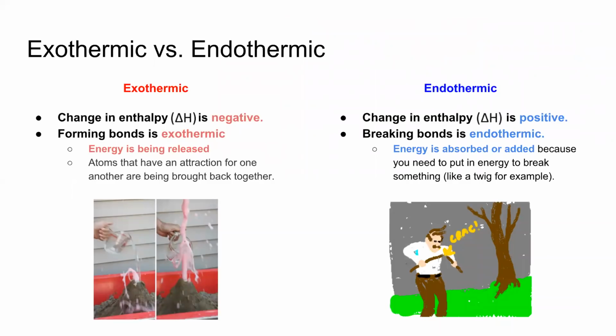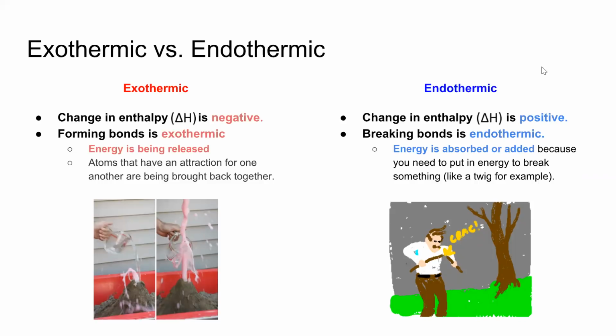So the first topic is knowing the difference between exothermic and endothermic. Exo and endothermic is basically talking about the change in enthalpy, which is delta H. For anything that's exothermic, it means that delta H is negative. An example of this is when you form bonds. This is because energy is being released, because the atoms that have an attraction for one another are being brought back together.